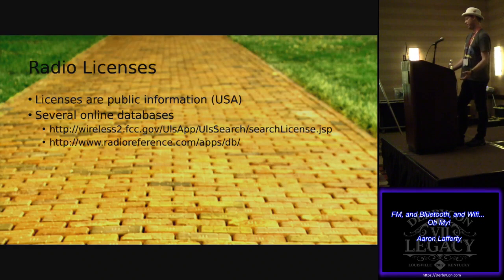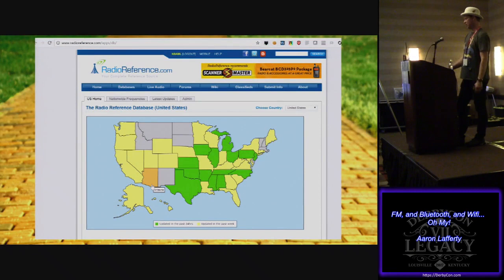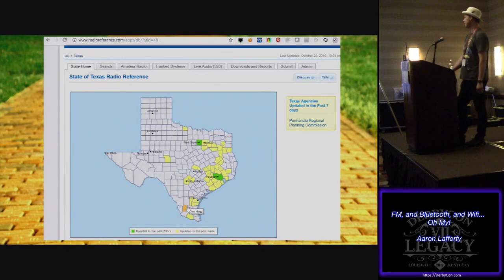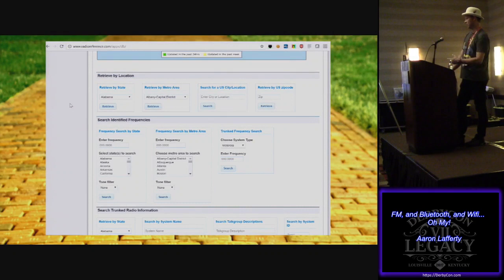My favorite is actually the RadioReference database, because they've got tons of stuff in there. I also like to click on states, because that's a lot of fun. But you can start out with looking at your databases. You can say, I want to look at Texas. Inside of Texas, they will actually divide that down by county. Once you've looked at it by county, you can select some of the metro areas inside of that county.